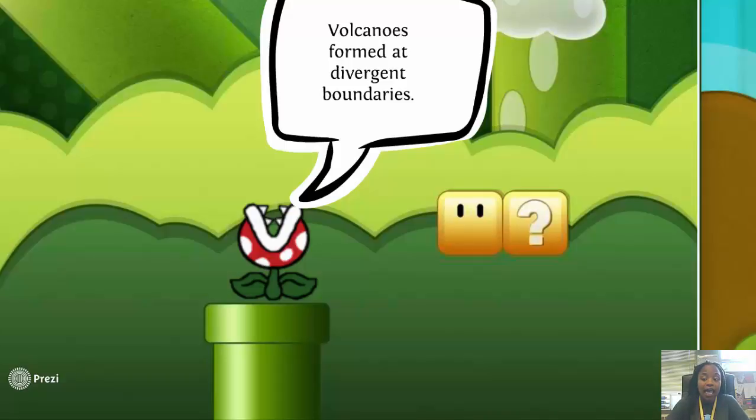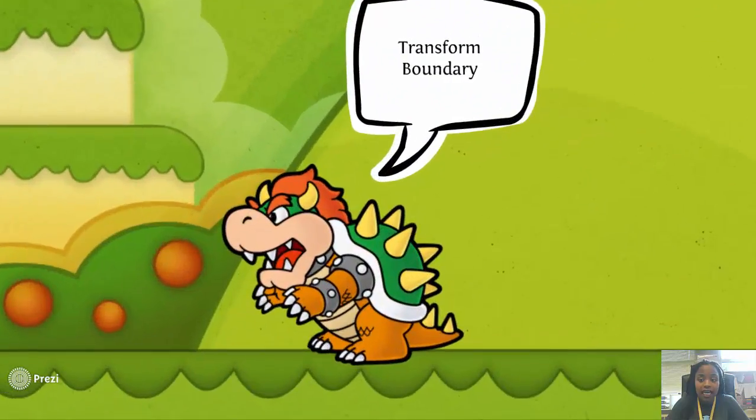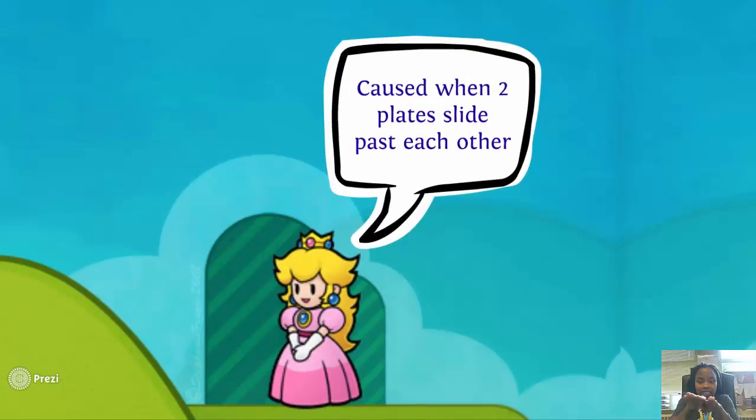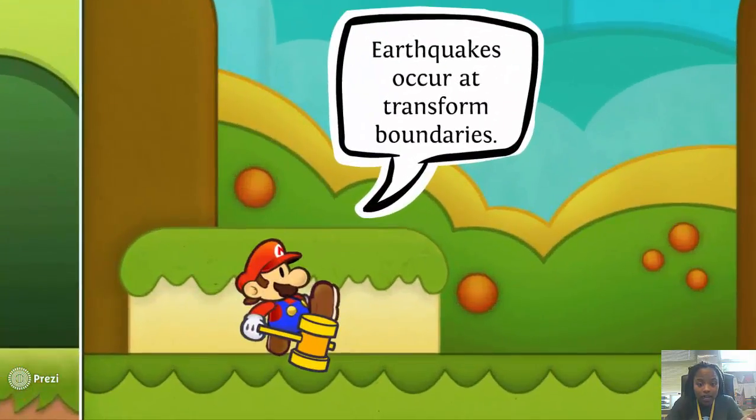All right, our last type of boundary is a transform boundary. Good job. A transform boundary occurs when two plates slide past each other. They do what? Slide past each other. Good job. When the two plates slide past each other, it causes the ground to shake, and it results in a sudden release of energy in the earth, and then an earthquake occurs.